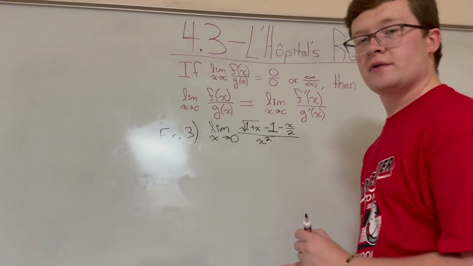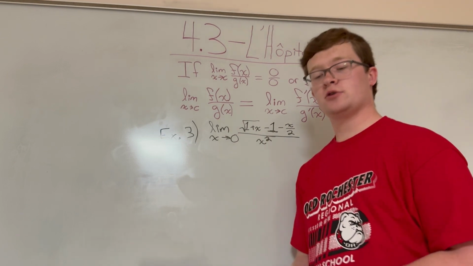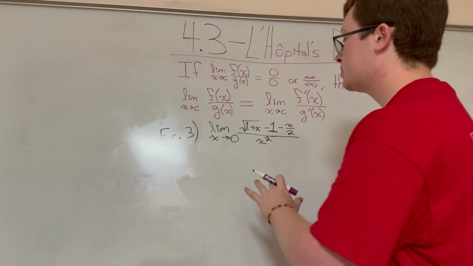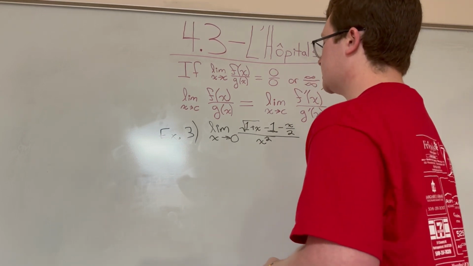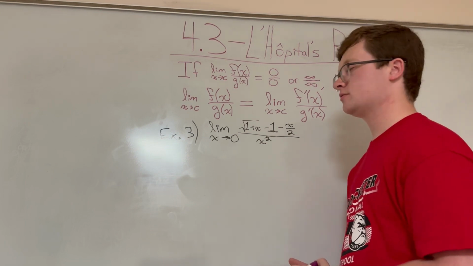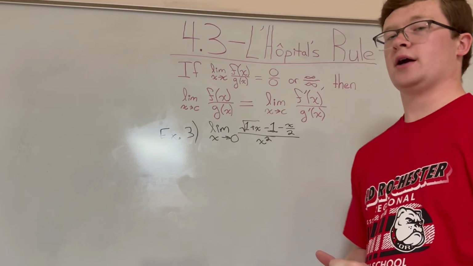All right, we're going to do one final problem, example 3, which is number 17 in your homework packet. So this problem tells us the limit as x approaches 0 of the square root of 1 plus x minus 1 minus x over 2, all over x squared.